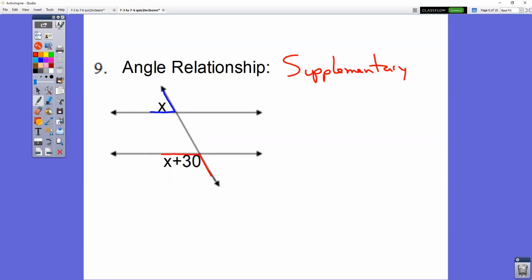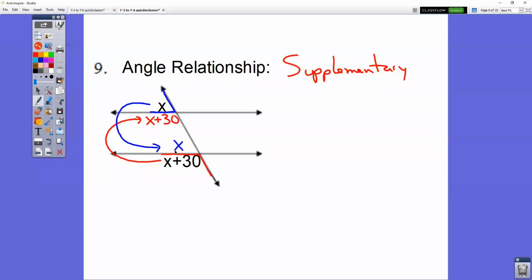Now, you might be saying, well, they're not next to each other. Well, this angle is in the bottom left. The angle that's in the bottom left here has to be the same thing. So if I take this angle and I move it up, now those two angles are next to each other. Now they're supplementary. You could also take and move this angle down, top left, top left. Now these two angles are next to each other. So they are definitely supplementary.